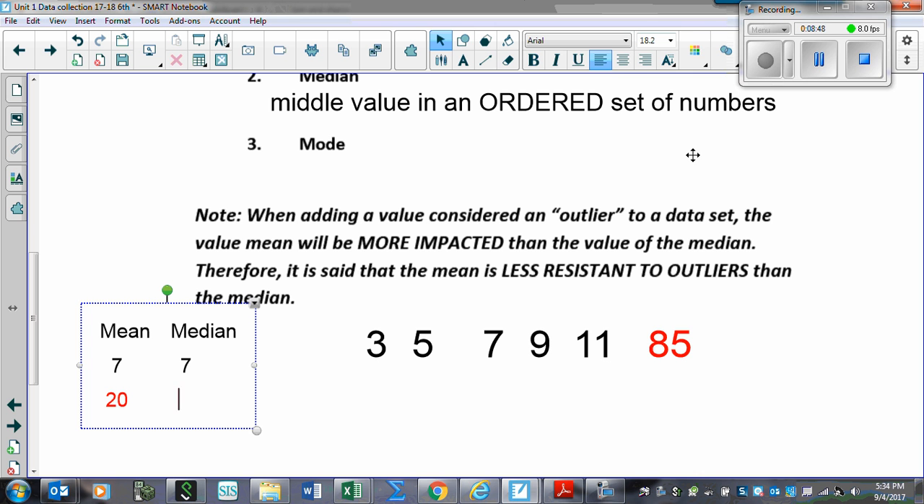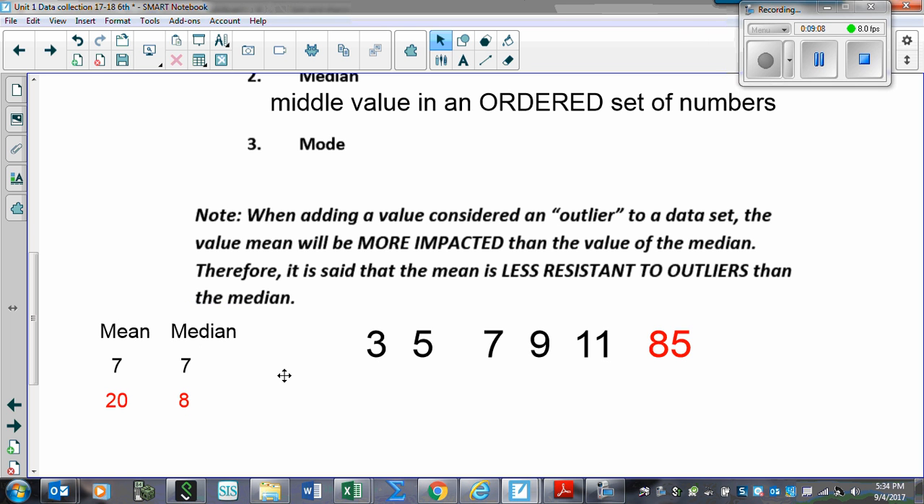But the median doesn't move that much at all. So we're going to count from the outside in. So the 3 and the 85 crossed out, the 5 and the 11. And so now we'll take the average of the 7 and 9. And so the median is 8. So the mean with this outlier increased by 13, but the median only increased by 1. And so we say the median is more resistant to outliers than the mean. That's it for now.